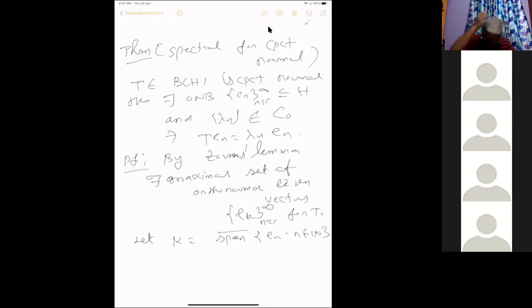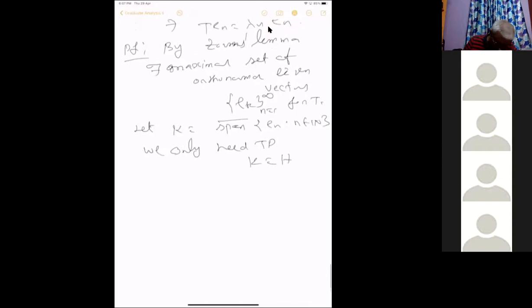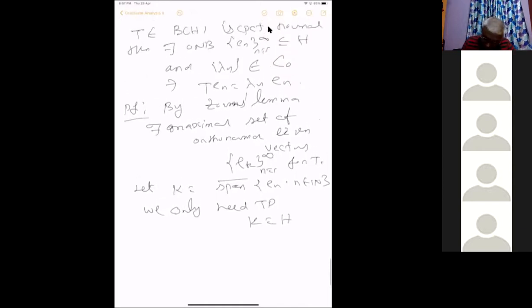So we want to prove that K is actually equal to H. We only need to prove K equals H, that is, the e_n are an orthonormal basis. Suppose not.